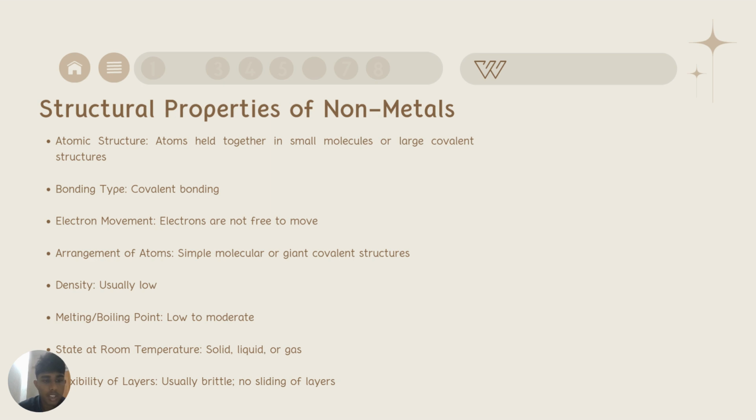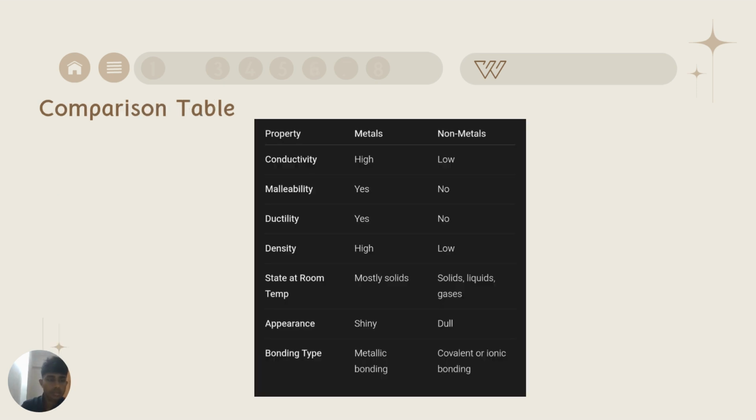For the arrangement of atoms, simple molecule or giant covalent structure. The density usually low and their melting point low to moderate. State at room temperature, solid, liquid, or gas. And flexibility of layers usually brittle, no sliding of layers. And this is the comparison table between metals and non-metals.